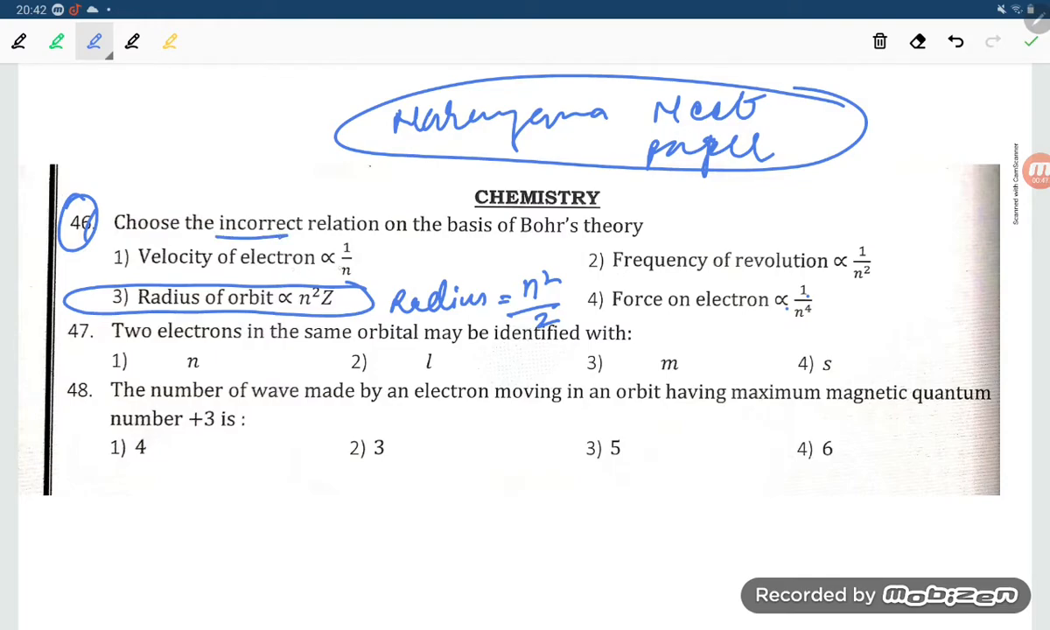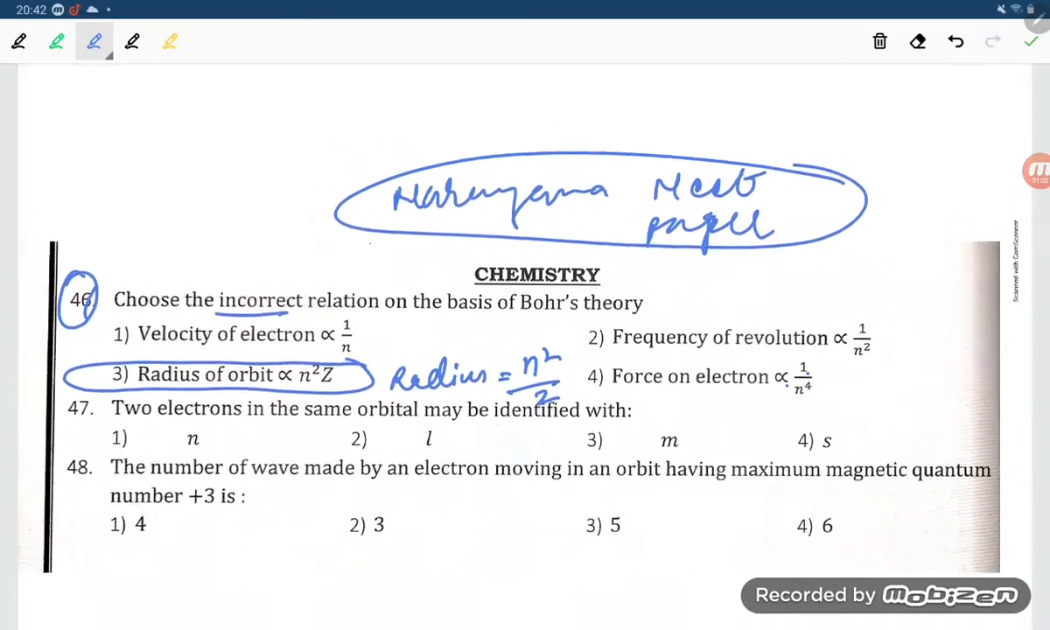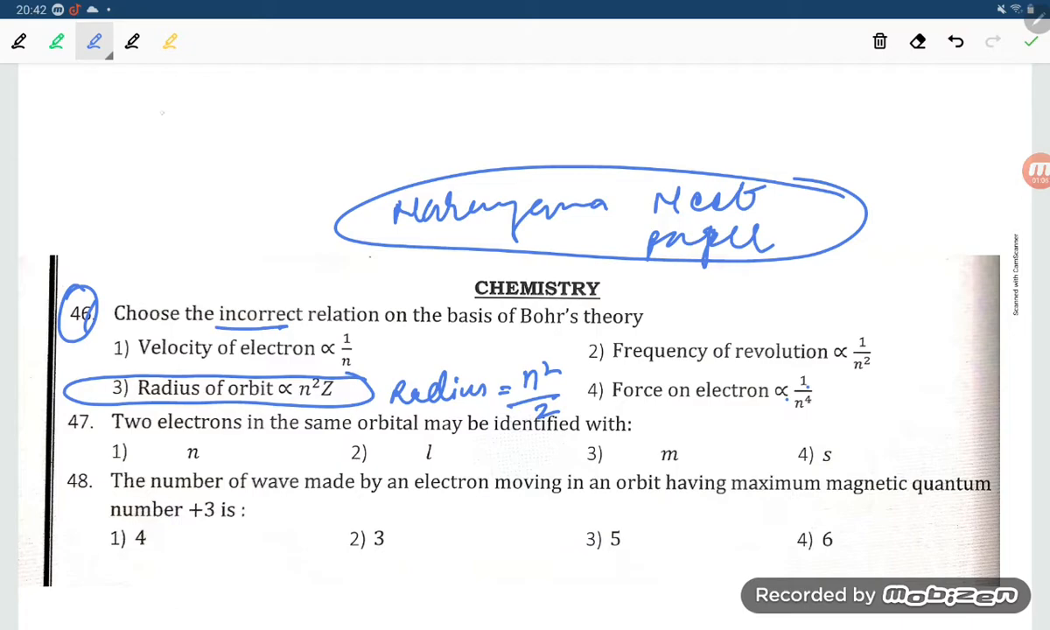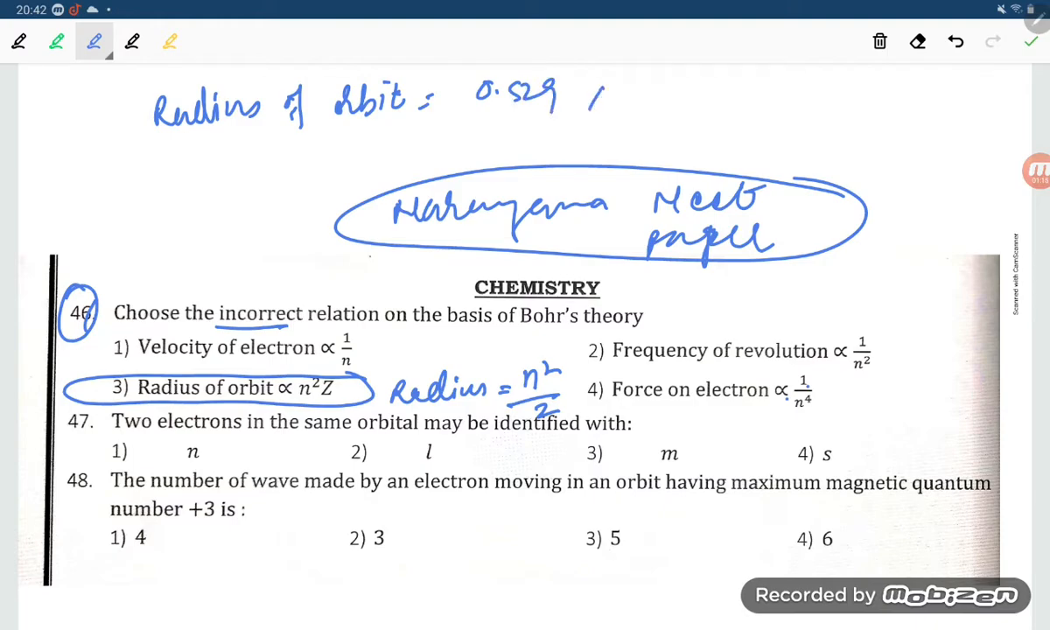The others are velocity of electron proportional to 1 by n, no problem; frequency of revolution 1 by n cube; force on electron is 1 by n power 4. These are all correct, student. Only the radius is wrong. If you want to write the radius of orbit, it is 0.529 into n square upon Z. So this relation, n square upon Z, is wrong.